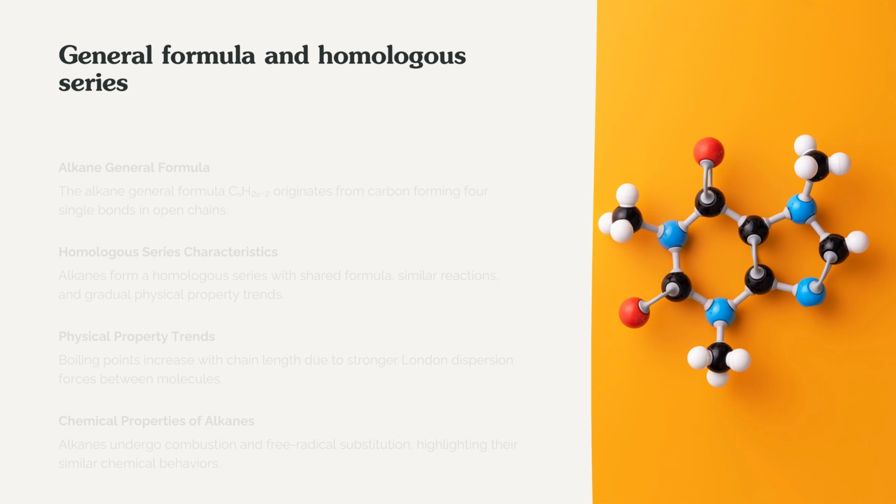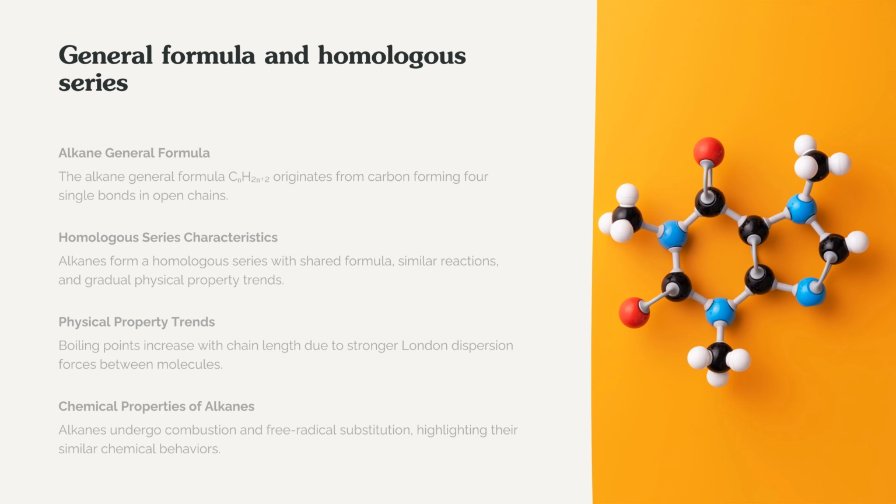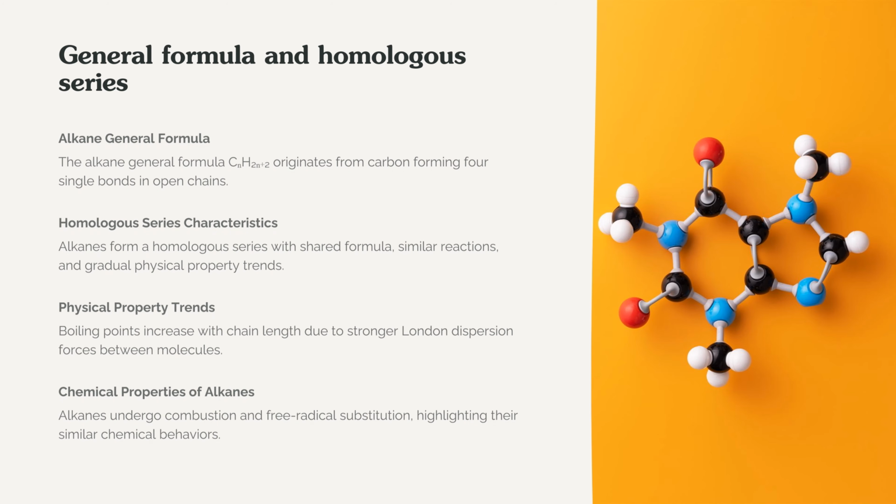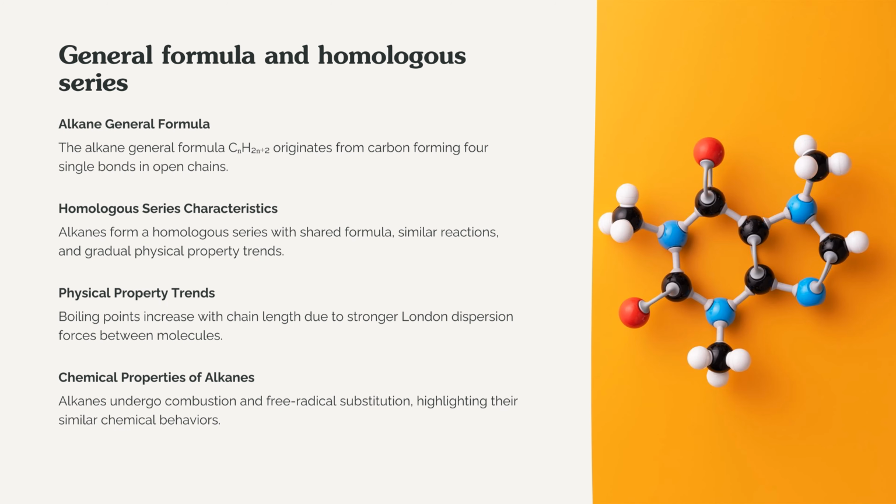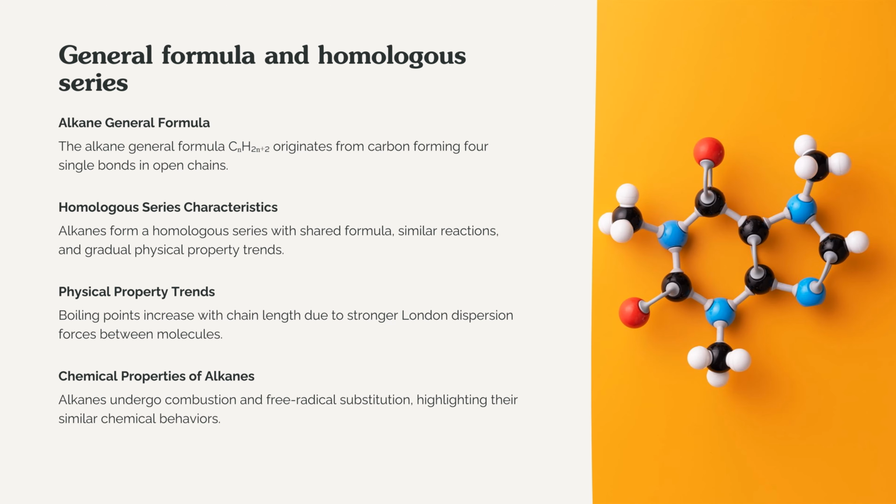The general formula of alkanes, CnH2n+2, arises because each carbon atom forms 4 single bonds, and in an open-chain alkane there are 2 hydrogen atoms more than twice the number of carbon atoms. Alkanes form a homologous series, which means they share the same general formula, similar chemical reactions, and show a gradual trend in physical properties such as boiling point as molecular size increases. Consecutive members differ by a CH2 unit, for example ethane, C2H6, and propane, C3H8.